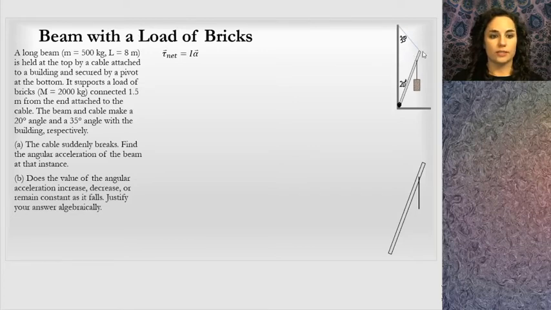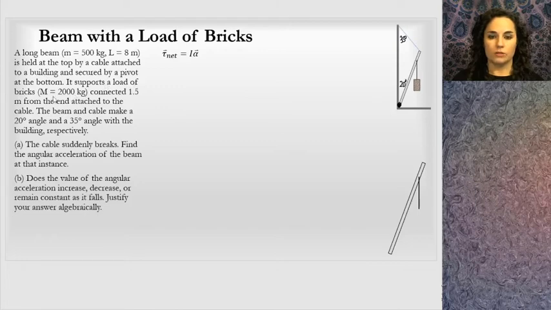The last problem I've chosen is beam with a load of bricks. And you can see the general sketch over here. A long beam with mass and length given is held at the top by a cable attached to the building and secured by a pivot at the bottom. So that's what's going on. Here's the cable, and it's secured at the bottom down here.